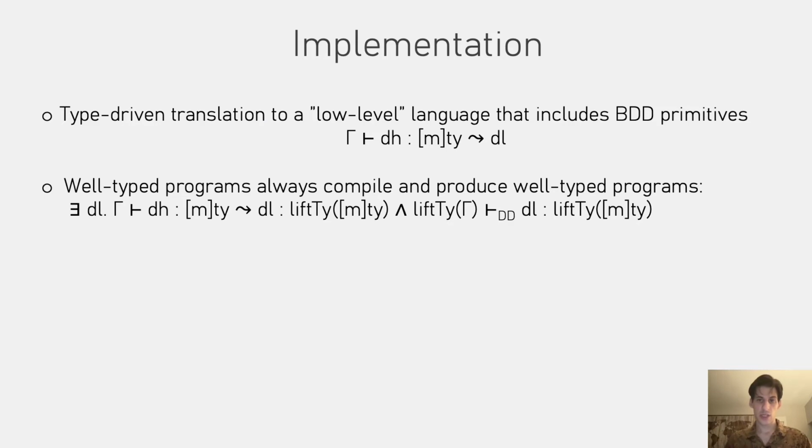We implement the different computation modes via a translation to a lower level language that exposes various BDD and multi-terminal BDD primitives, which we have implemented in OCaml on top of a conventional BDD library. The type system guides the translation, and we have a proof on paper that when the translation is applied to a well-typed program, it produces a well-typed program in the lower level language.